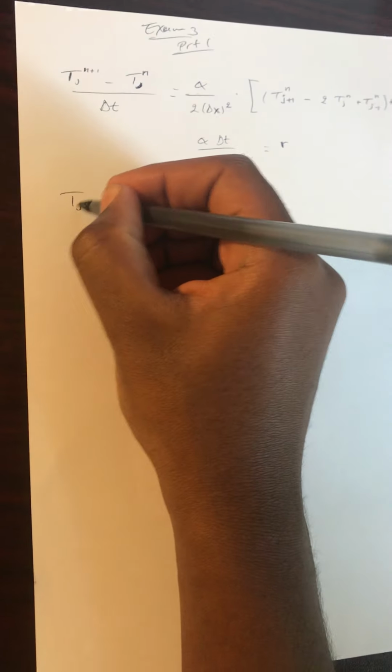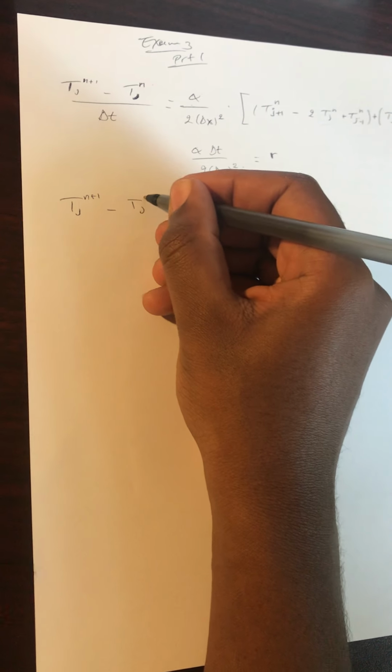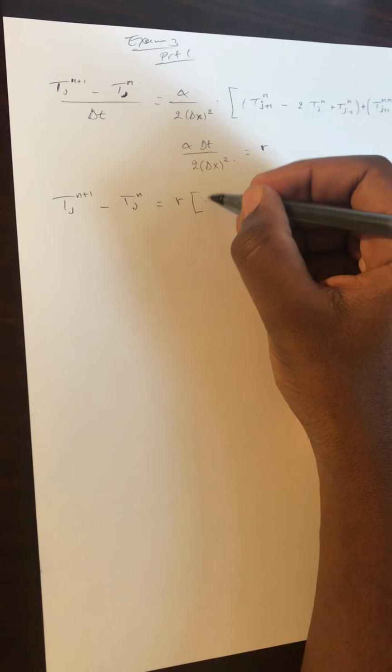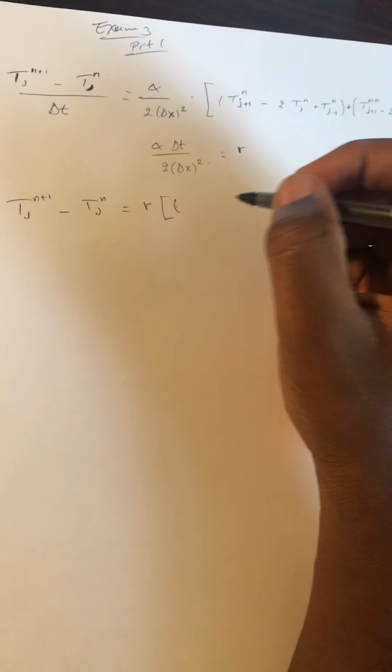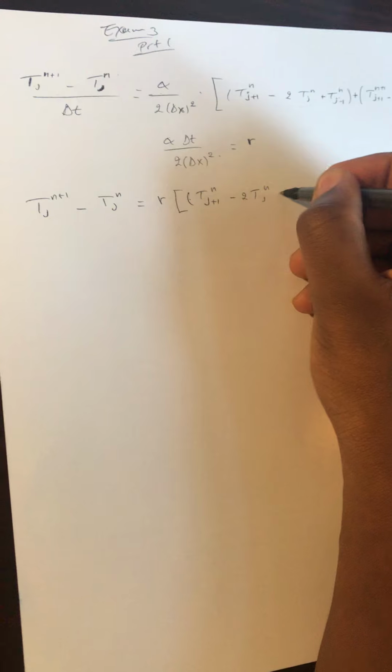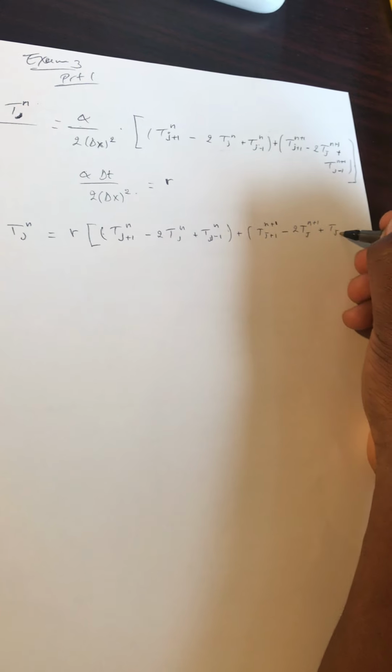And so when we rewrite this whole equation on top, we get something like this is equal to r times all of this, so T j plus 1 to the power n minus 2 T j to the power n plus T j minus 1 to the power n, plus T j plus 1 to the power n plus 1 minus 2 T j to the power n plus 1 plus T j minus 1 to the power n plus 1. Close that.